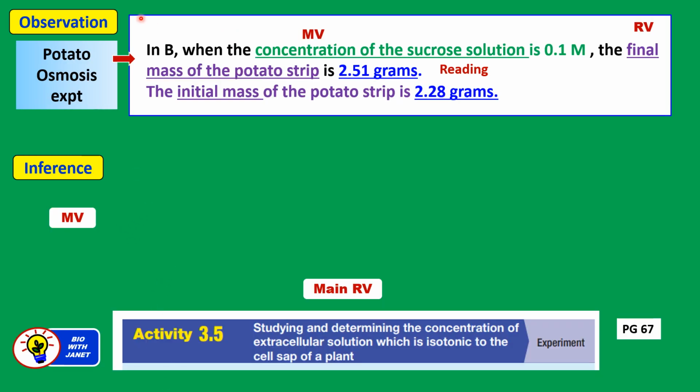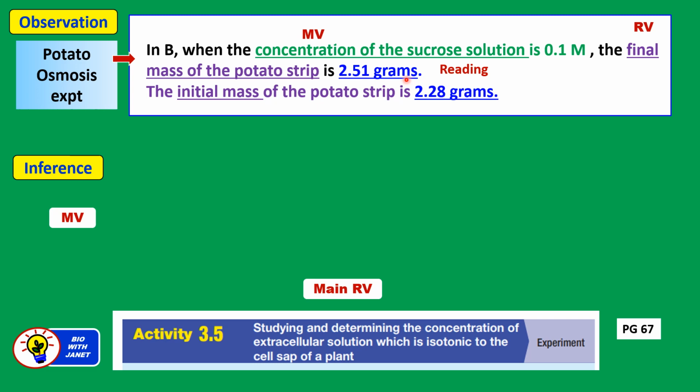So just now we discussed this observation related to osmosis. Okay. Now, can you give me the inference for this observation? Pause the video for a while and try to think of an answer. Remember, you have to mention the final mass of the potato strip compared with the other results, as an example, and then explain at this concentration of the sucrose solution, what is the effect on the main RV, which is the final mass of the potato strip.